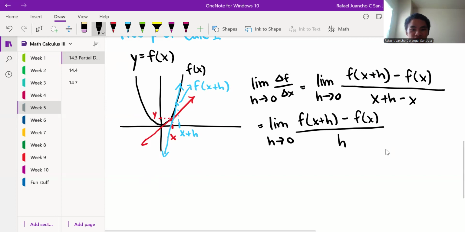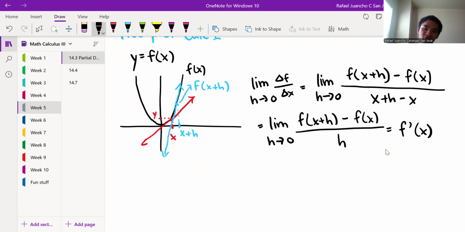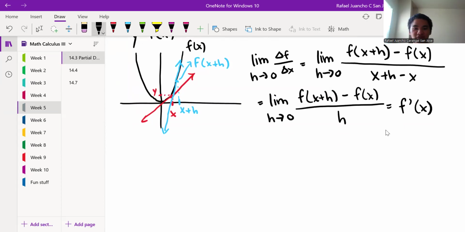And now why does my h approach 0? Because if my h is exactly 0, I get to be at this point. If my x plus h is equal to x plus 0, well, then I just get x. And so basically, as my h approaches 0, either from the left or from the right-hand side, then I will get that tangent line. And this is the same as the derivative of my function at that point. That's a brief recap.